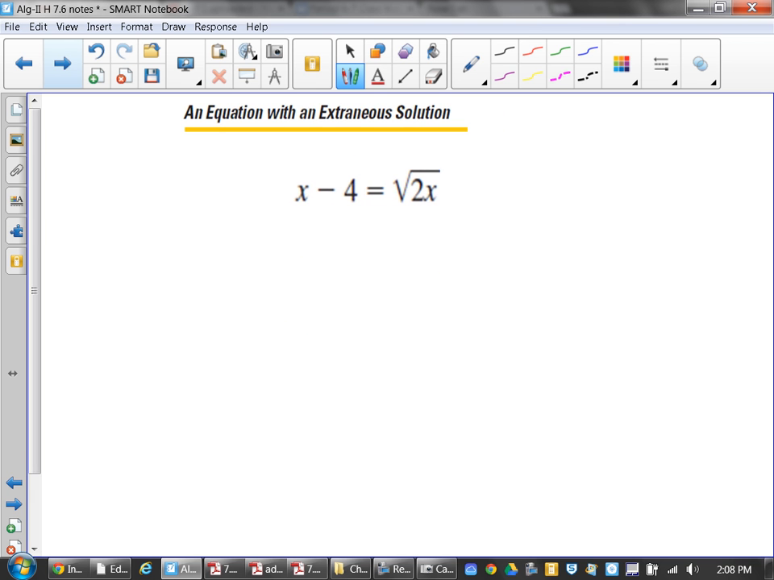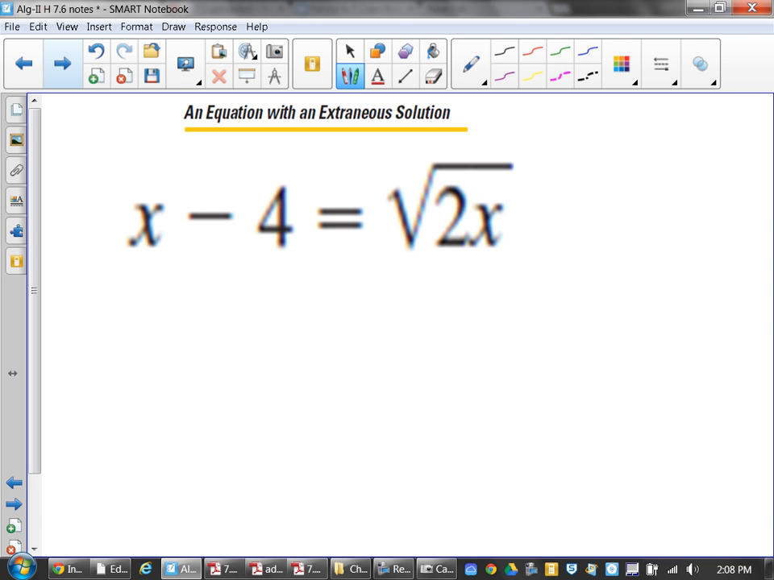Now, sometimes you get this extraneous scenario. So are you telling us this is going to be extraneous? It might be. It could be. Well, it might have one.